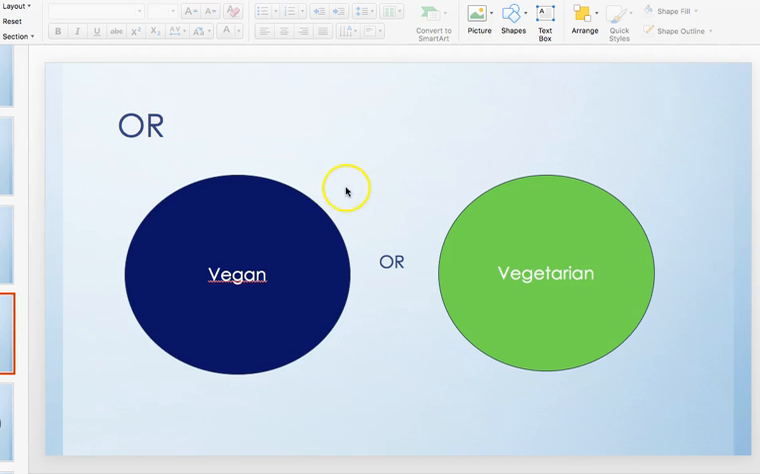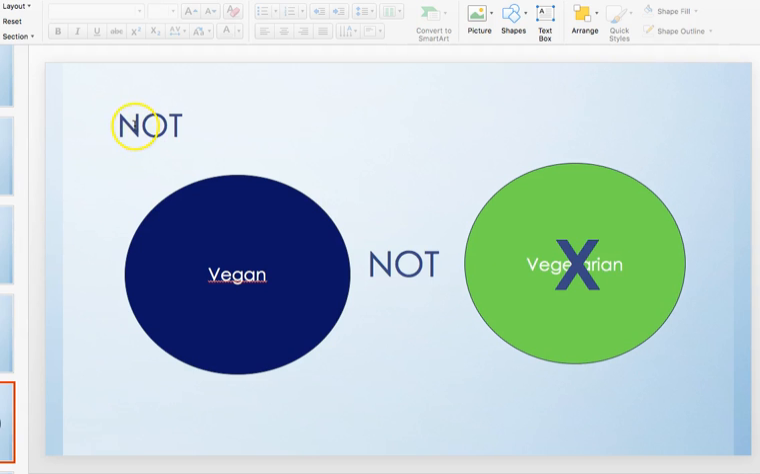Essentially, your results will be relevant to either one of the two, or to both in some way. And then, of course, there is NOT. So if we are searching for vegan NOT vegetarian, it will show you results that are relevant only to vegans, not to vegetarians.